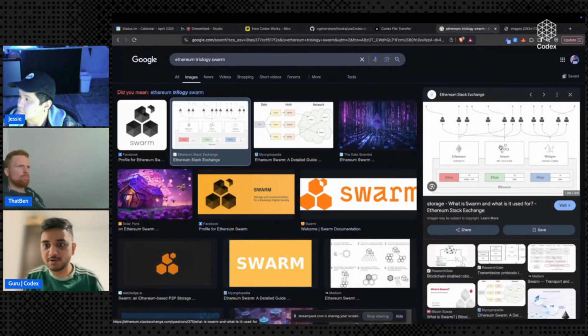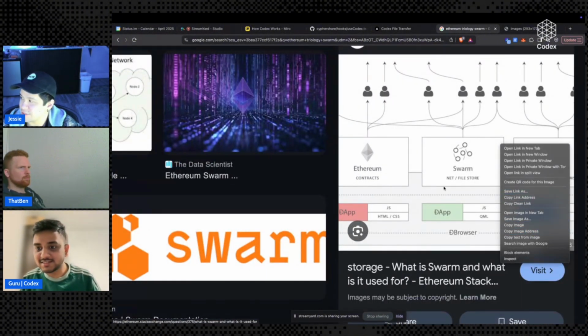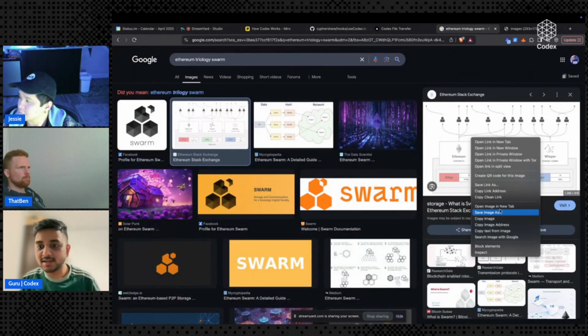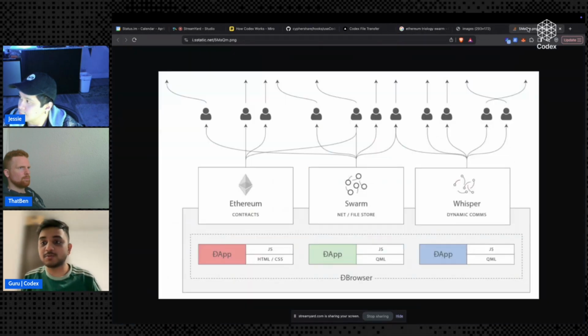Just want to open it in a new tab. You're trying to show the holy trinity, where Swarm is taking care of storage. Exactly. I just want to make sure that people understand what is the difference between Swarm and Whisper.